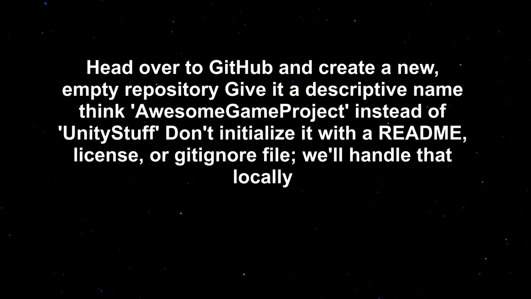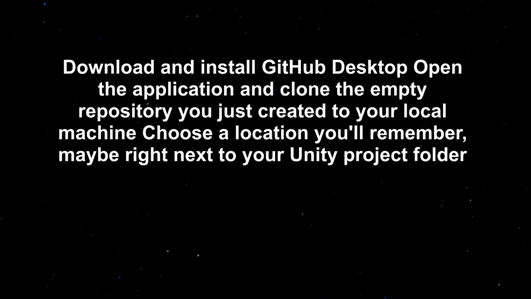Head over to GitHub and create a new, empty repository. Give it a descriptive name. Think Asamegama project instead of Unity stuff. Don't initialize it with a README, license, or gitignore file. We'll handle that locally. Download and install GitHub Desktop.